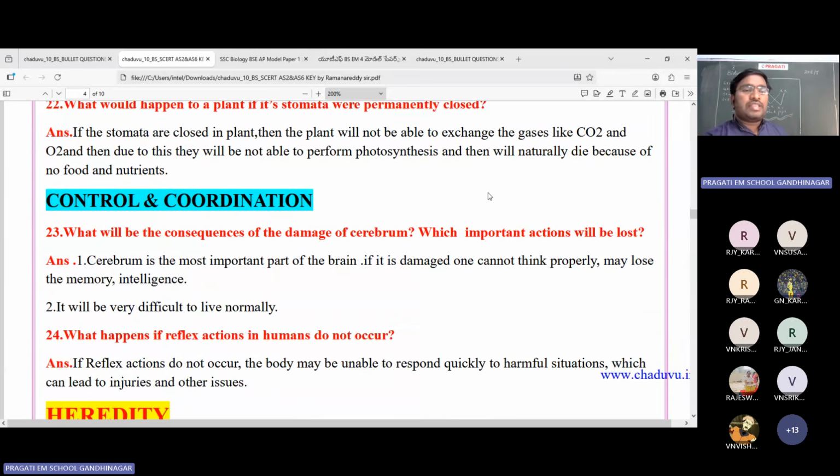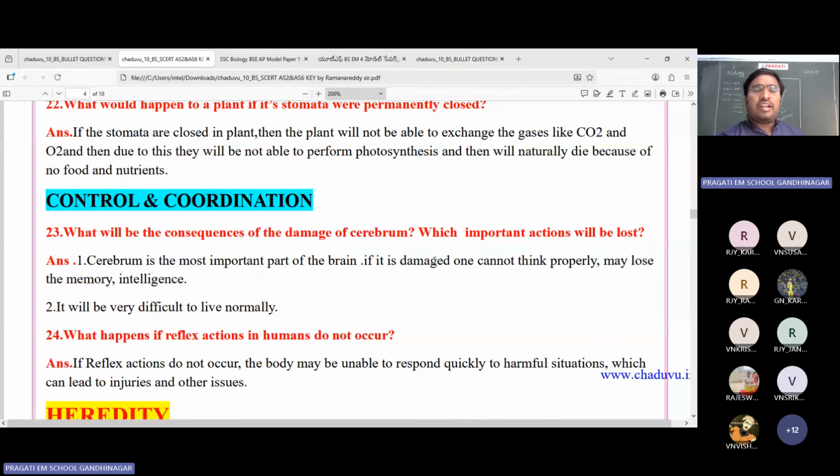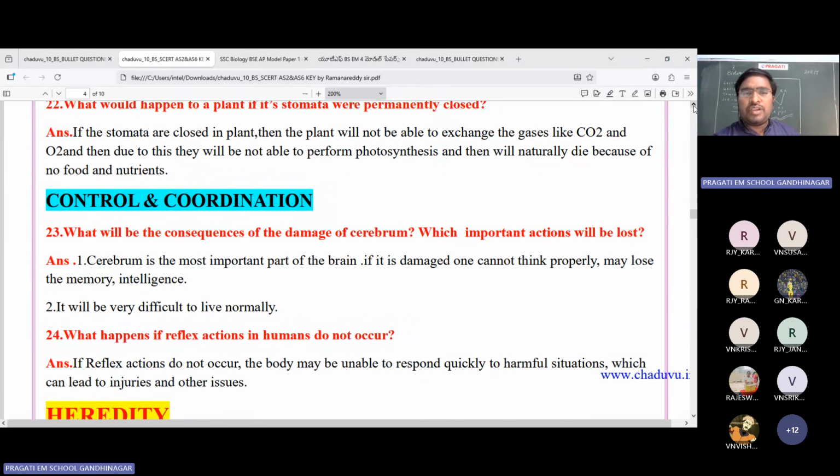Next 22nd question in life process. This is the last question for life process. What would happen if the plant's stomata were permanently closed? What is the main function of stomata, children? Exchange of gases, and it also performs the transpiration process. Isn't it? Transpiration process.